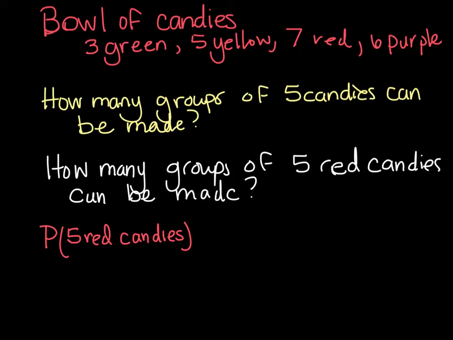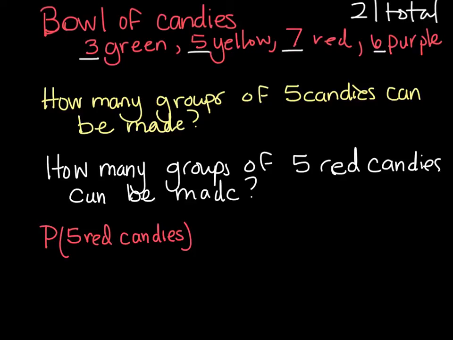Okay, so suppose we had a bowl of candies in which 3 are green, 5 are yellow, 7 are red, and 6 are purple. How many groups of 5 candies can be made? Well, first we have to know our total, don't we? Let's see. 3 plus 5 is 8, plus 7 is 15, plus 6 more, so that's 21.